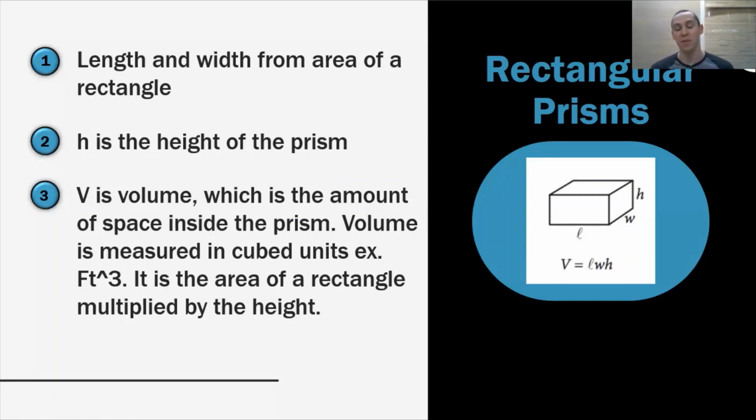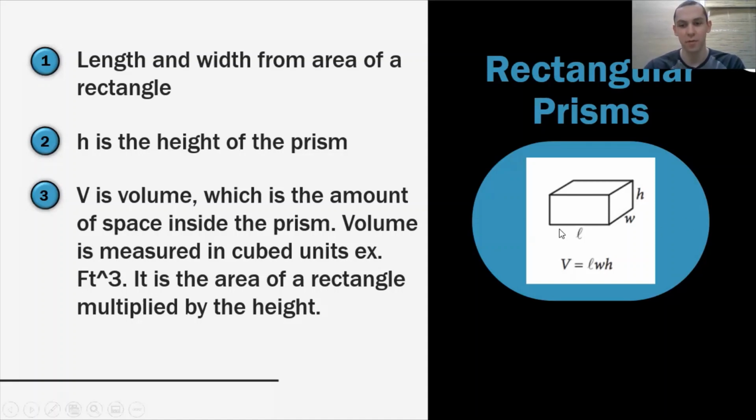Volume, area was in units cubed. Excuse me, area was in units squared. Volume is in units cubed. So feet cubed, meters cubed, miles cubed, whatever it might be, they're in cubed units. And again, it just multiplies upon what we had with area. It's how much space is inside the object. So that's what volume is.